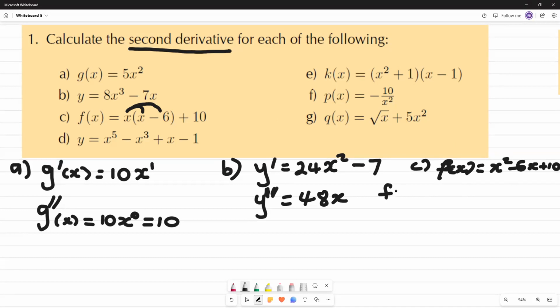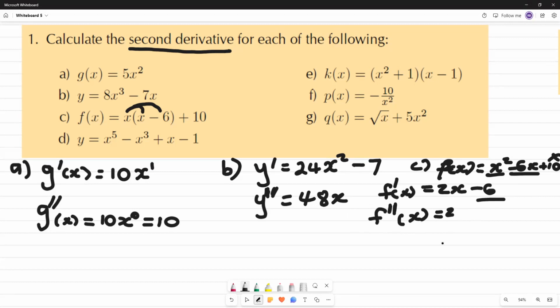You can see that f of x with a prime, which means the first derivative, is going to be 2x minus 6, because this is giving me 2x, this is giving me minus 6. The derivative of a constant is 0, so this guy will disappear. Now I need to differentiate again, which is the second derivative, so you put 2 lines, it will just be 2. Because this is a constant, it will disappear.